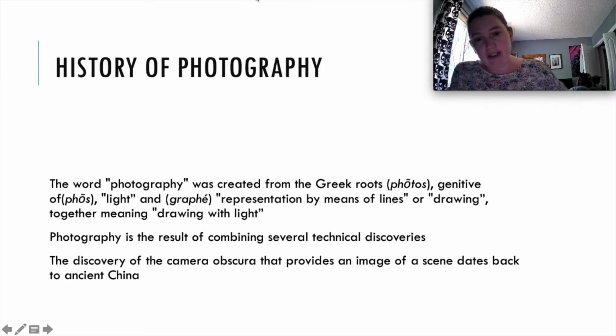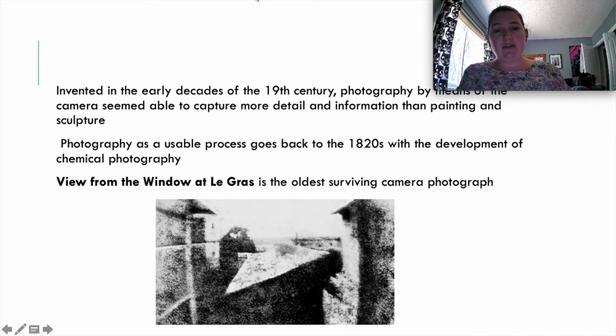So a little bit of the history. The word photography itself comes from the Greek roots photos, genitive of phos, meaning light, and graphy means drawing. So basically it means light drawing. Makes sense. It came about using several different techniques. The camera obscura images date back all the way to ancient China. So it has been around for a very, very long time as a way for people who are maybe unable to draw to capture images that they can't necessarily render themselves.